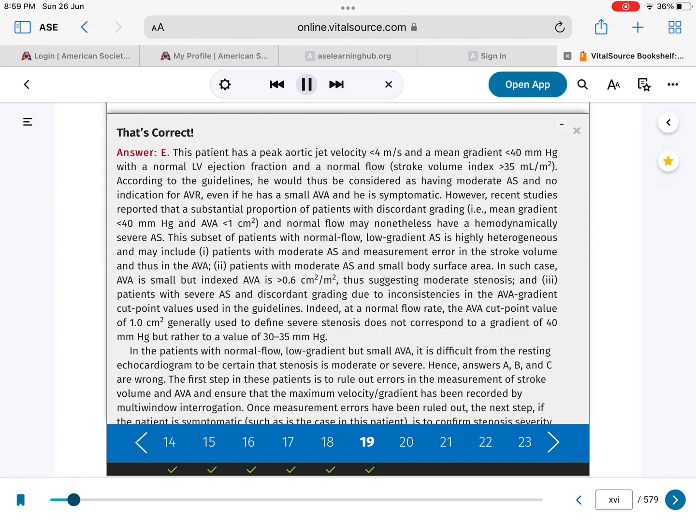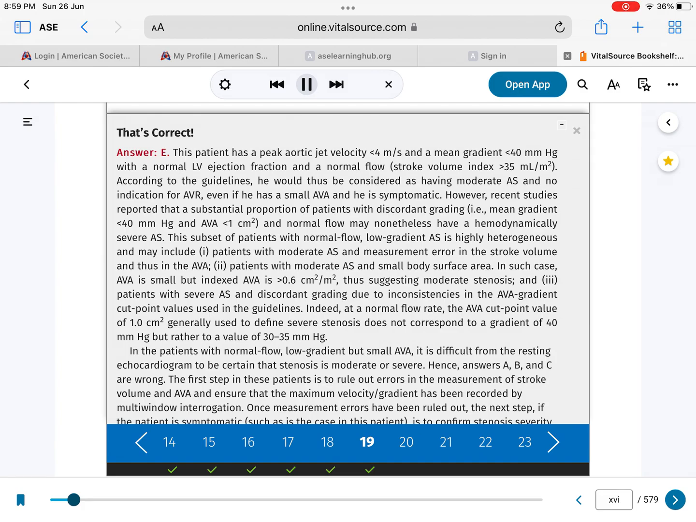19. How would you grade AS severity? A. Moderate AS because peak aortic jet velocity is less than 4 meters per second and mean gradient is less than 40 mmHg and transvalvular flow is normal. B. Severe AS because aortic valve area AVA is less than 1 cm2 and transvalvular flow is normal. C.